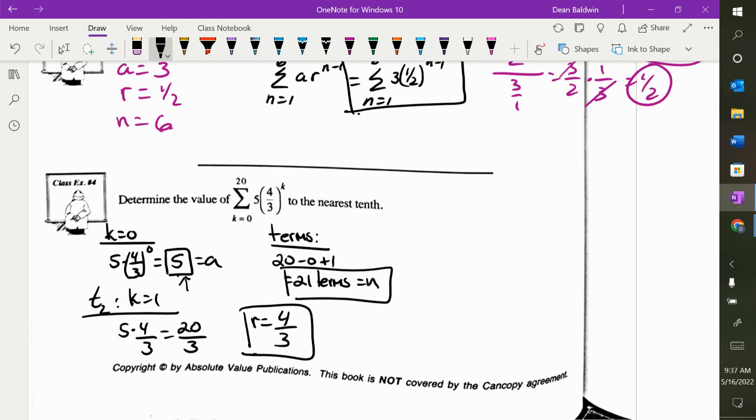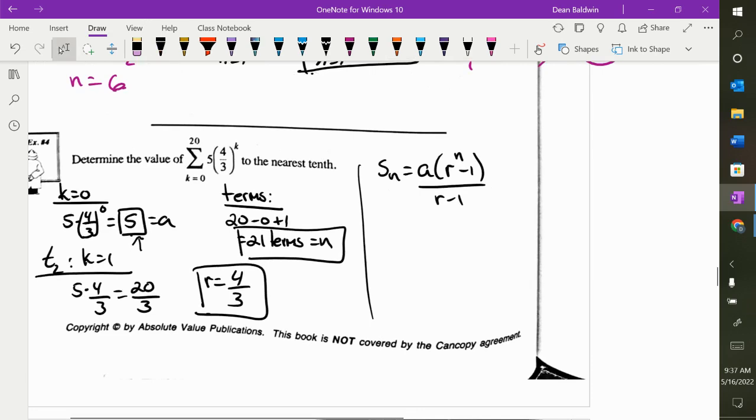Which formula are we going to use to sum them? Of the two summation formulas, top one or the middle one or the last one? Middle one, right? Because we don't know the last term. We could figure it out by plugging in n is equal to 20 if you wanted to, but I don't really want to do that. So we're going to go S n is equal to A times R to the n minus 1 over R minus 1. Okay. Plug it in. A is 5, R is 4 over 3 to the power of n, which is 21, minus 1.